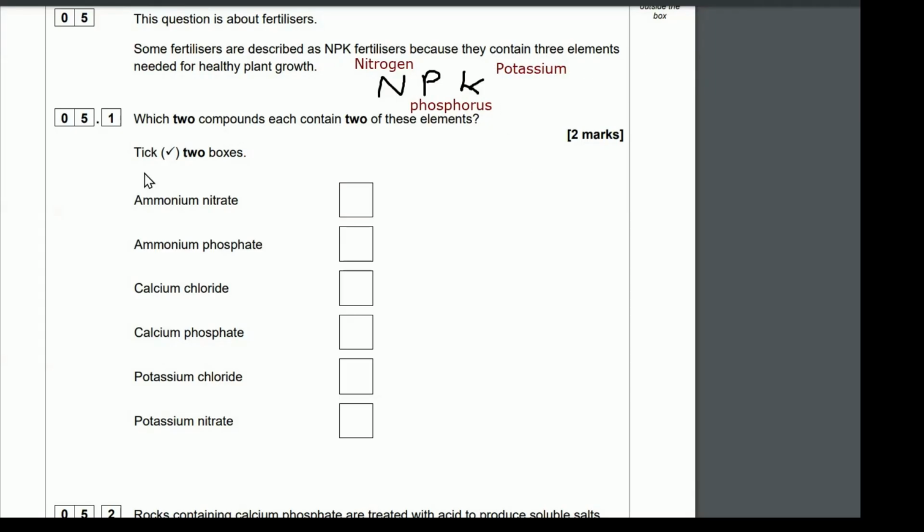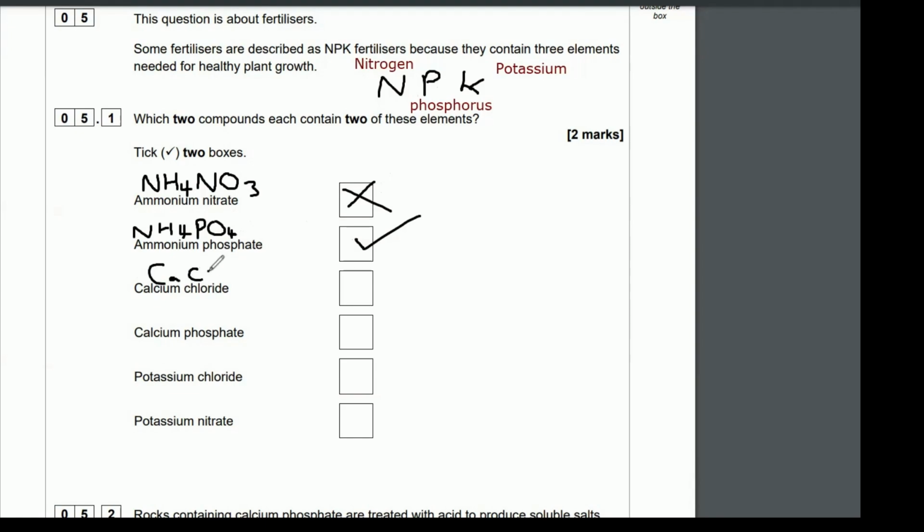Okay. So all you want to do is write out the formula here, ammonium nitrate. Now, you do actually have to know this formula. Ammonium nitrate is NH4 plus, but nitrate, it joins with NO3 minus. So we have the overall formula, NH4NO3. So does it contain 2 of those elements? No, it only contains nitrogen. Ammonium phosphate. So once again, it's going to be NH4. It has nitrogen, but the phosphate means we're rocking. So actually, yes, that has a phosphorus atom and a nitrogen atom in it.